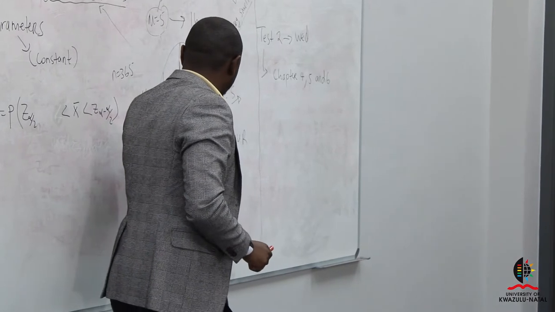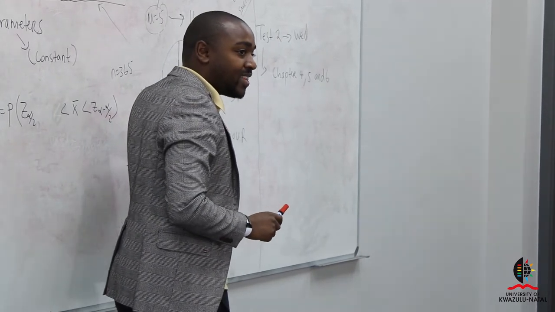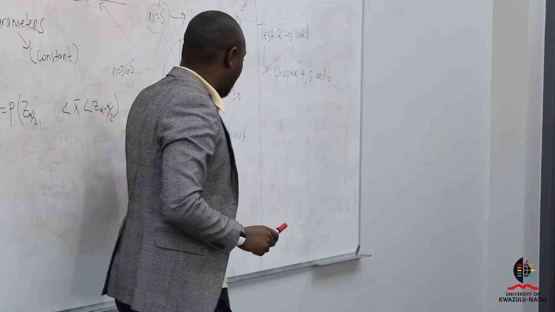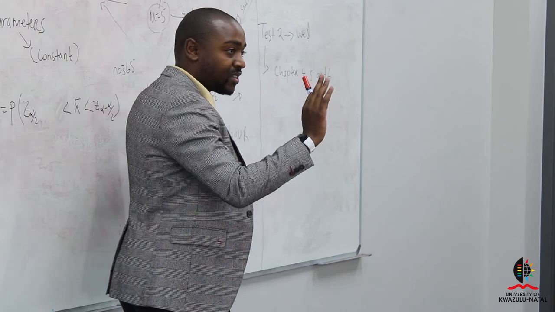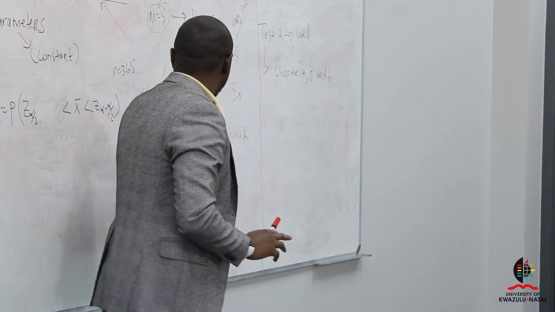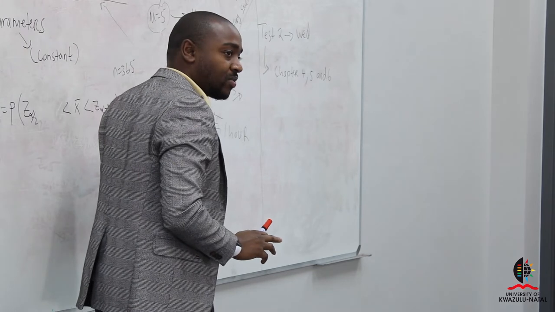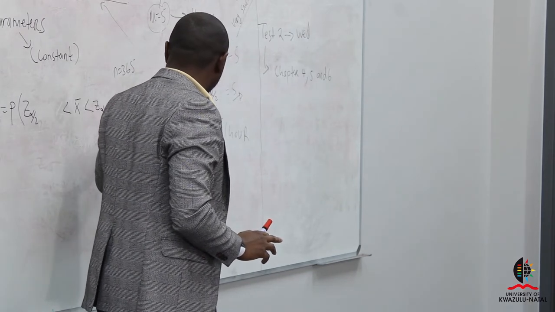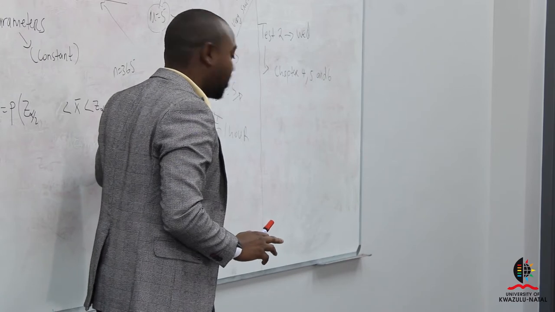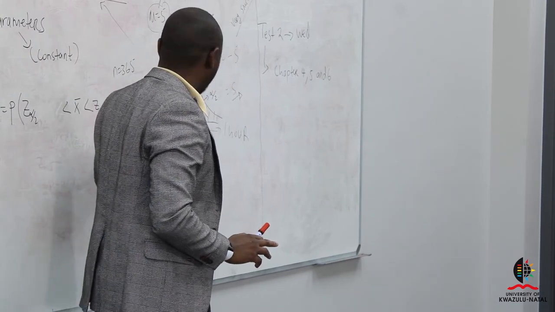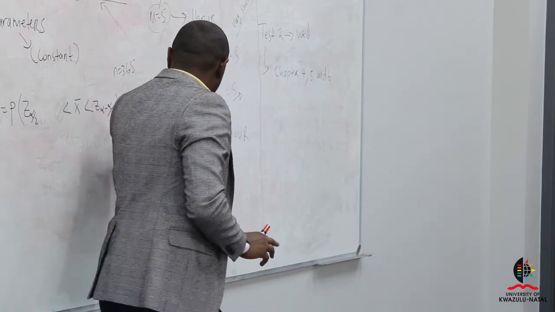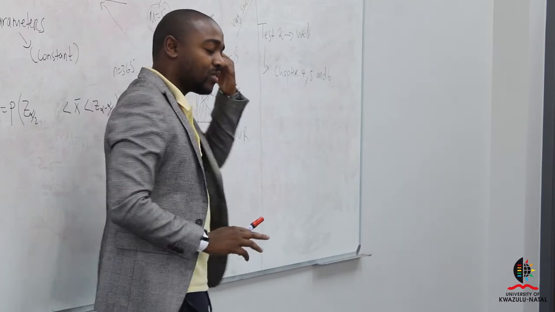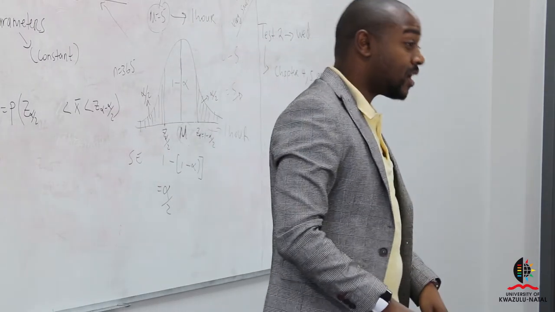So the area to the left from this point, you'll get it with 1 minus alpha by 2, right? You're always interested in the area to the left. Now this area, how can you get it? This area is just alpha by 2, constrained about this point. But this area here is 1 minus alpha by 2. Am I making sense?